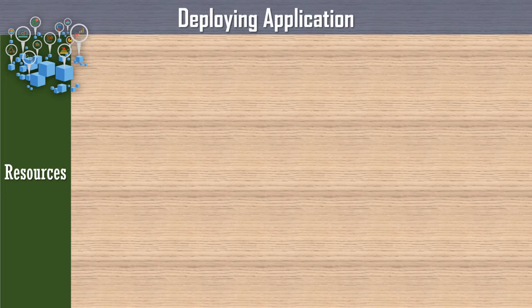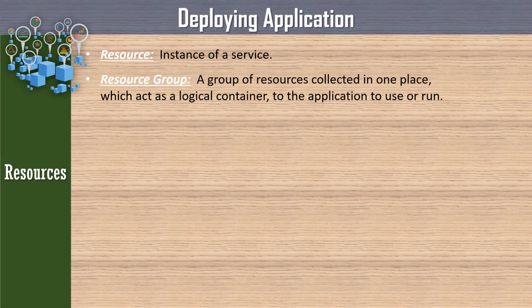Resources are divided into two sections. First one, a single resource, which we call resource. A single resource is just an instance of a service. You have a service, you have an instance of that service, such as a database or a server or whatever kind of service you have. That's called one resource to run your application. A resource group is a group of these resources together into one logical container that the application will use to run. We are going to speak later about how important that resource group is for the security of your application.